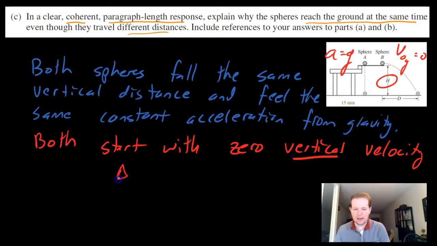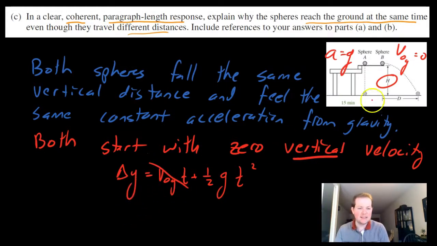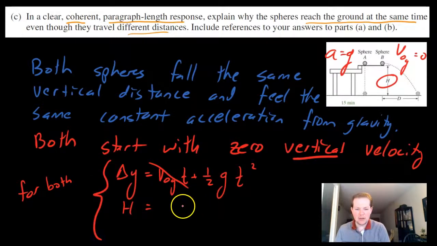There's this equation, right? I have delta y equals v naught y t plus 1/2 g t squared. So v naught y is 0 for both of them. So I have delta y, that's h in the problem. h is equal to, this is 0, because v naught y is 0 for both. So h is equal to 1/2 g t squared. Okay. I don't want to just do all math, because they do want a paragraph length response. So maybe, can I add another slide?